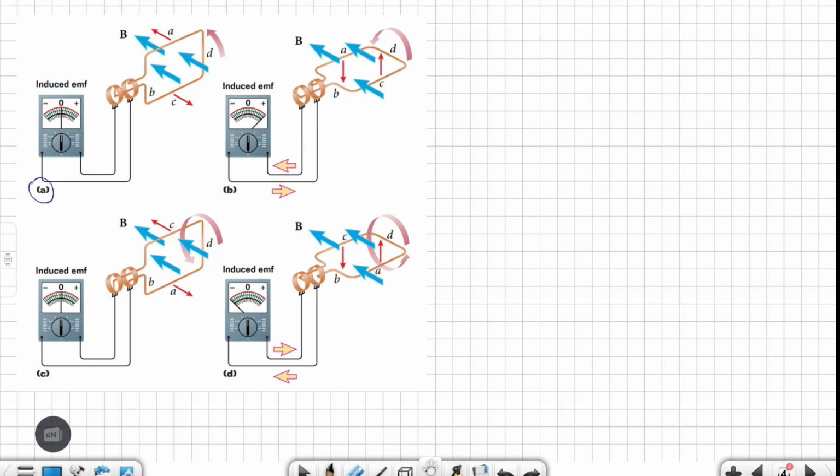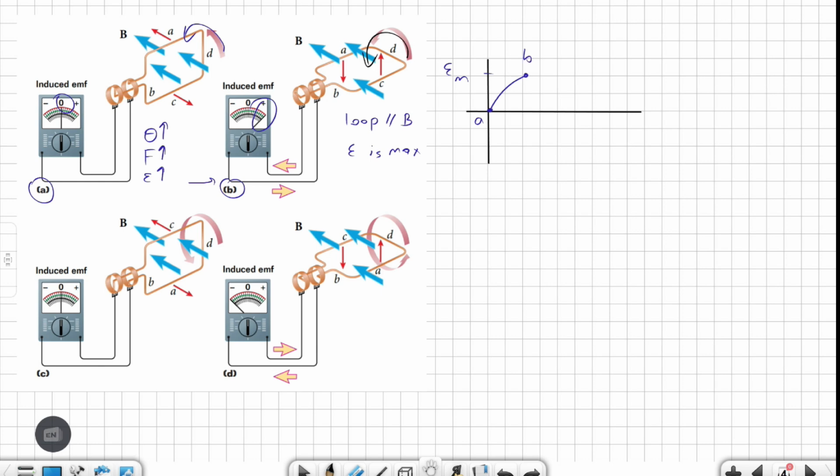We will be starting with point A. At point A, the loop is perpendicular to the magnetic field. The induced EMF is equal to 0 at this point because the loop is perpendicular. As it starts to rotate, the angle increases, magnetic force increases. As a result, induced EMF also increases until it reaches point B, which will reach its maximum or peak value. So the loop here is parallel to the magnetic field and induced EMF will be maximum. Please look at the galvanometer, which is reading plus maximum. On the graph, we will also have the maximum value. This is point B on the graph.